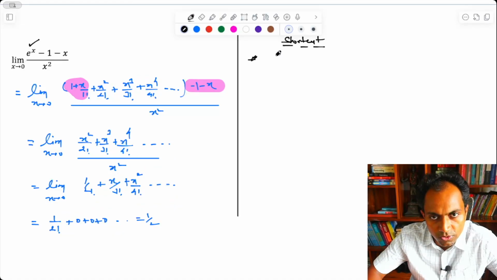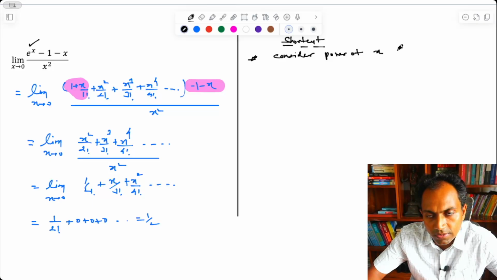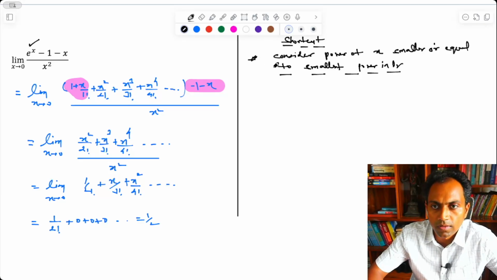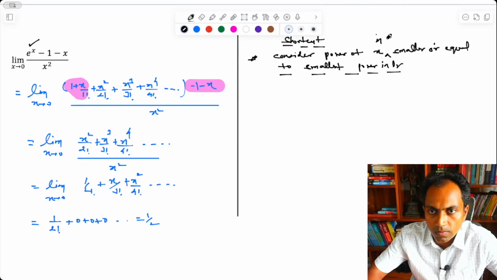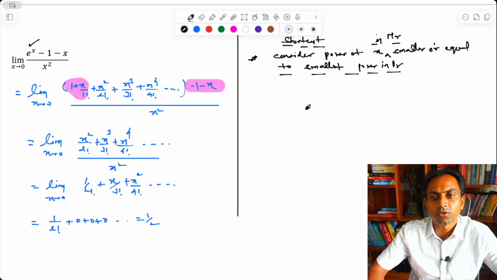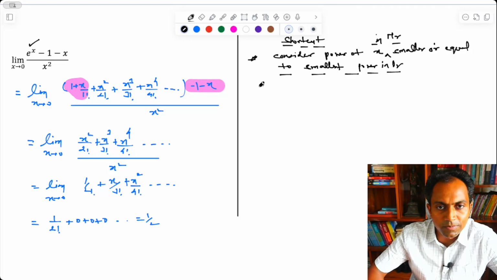So what I am saying is, what you need to consider for series expansion is, consider powers of x that are smaller than or equal to the smallest power in the denominator. Only consider those powers of x in the numerator which are smaller than or equal to the smallest power in the denominator. So let me show how it works out now.